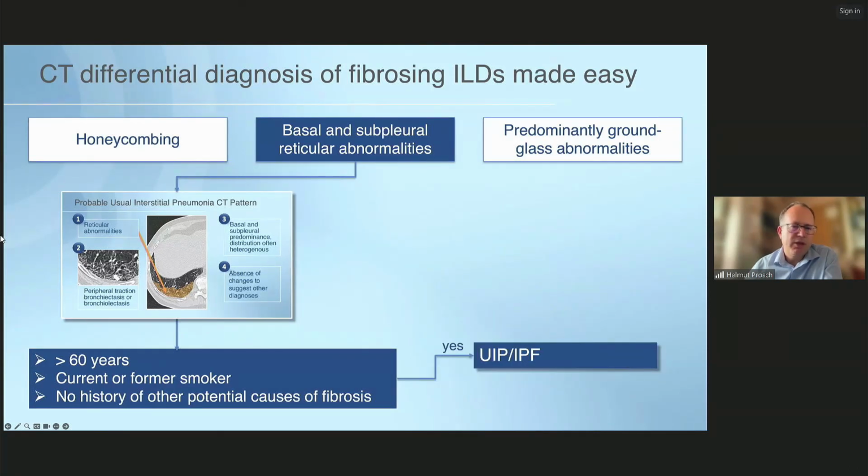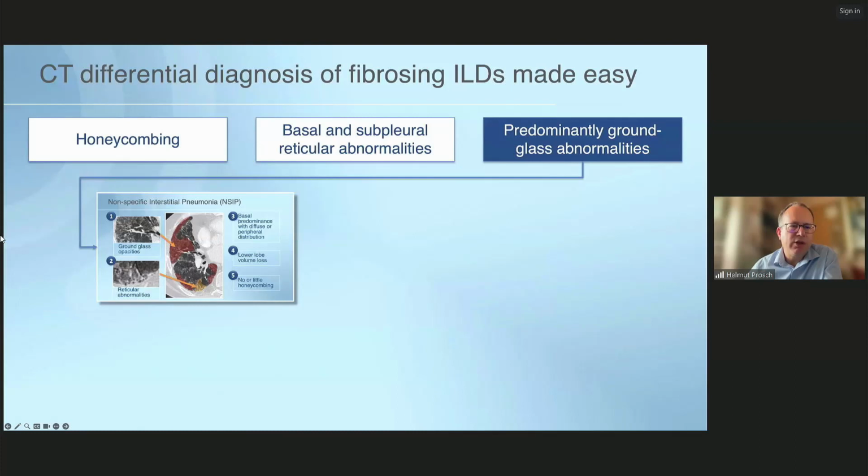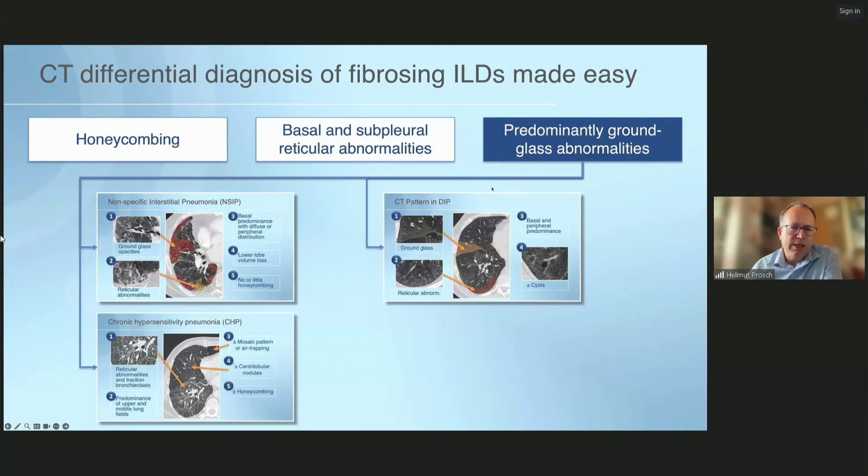If the patient is younger or a non-smoker, you would consider other differential diagnoses and would consider a biopsy. And if you see predominantly ground glass, and this is very important for you as a rheumatologist, that's a common finding in rheumatological patients, your main differential diagnosis would be NSIP. But be aware, these are sometimes heavy smokers, so you must not forget smoking-related diseases, and one which looks very similar to NSIP is desquamative interstitial pneumonia or hypersensitivity pneumonia.